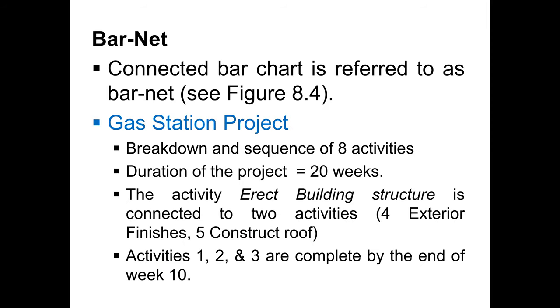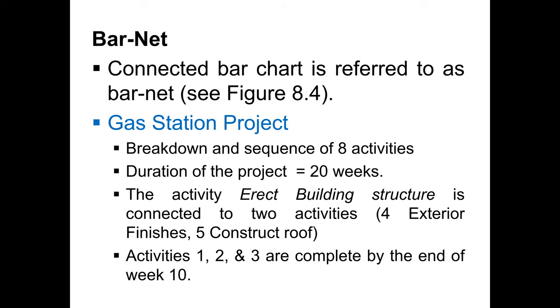So next we are going to discuss connected bar charts. A connected bar chart is referred to as a bar net. We will see in the next figure, 8.4, the gas station project, or a petrol pump or gasoline station. For building the gasoline station project, they have a number of breakdown activities and their sequence. They have 8 activities and the total duration in that schedule is 20 weeks.